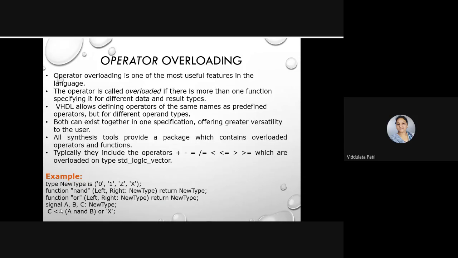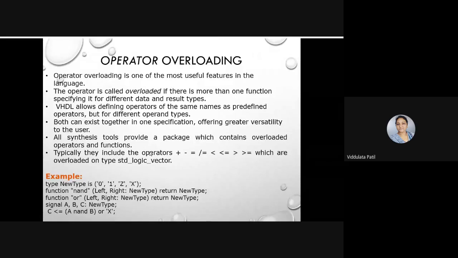So here if we have signals A, B, C which are of new type, then C is assigned A NAND B or X. Okay, so here we can use operators that are of a different data type.